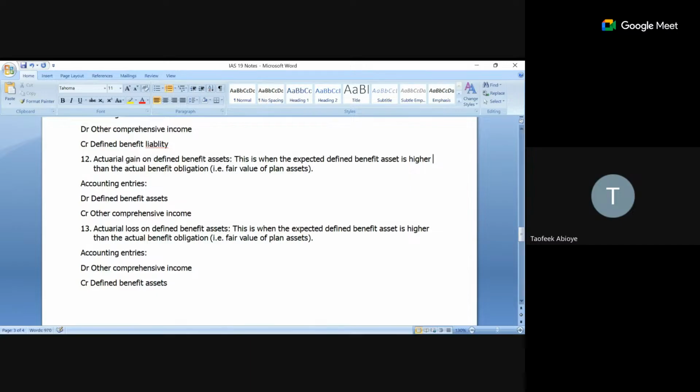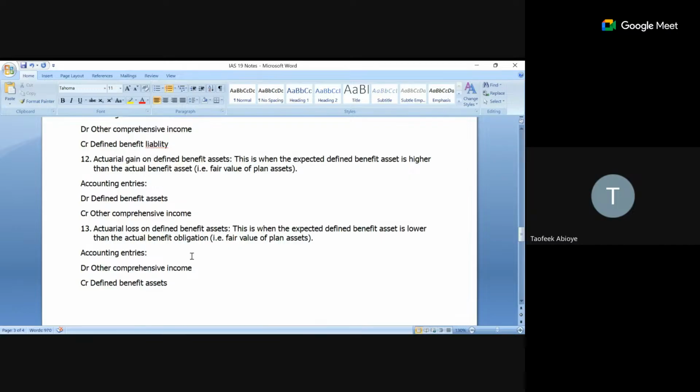Sure. This is higher than the actual benefit assets. This is higher. So we debit our defined benefit asset, we credit our OCI. You know it is an income, it's a gain. Then this is a loss. This one is lower.